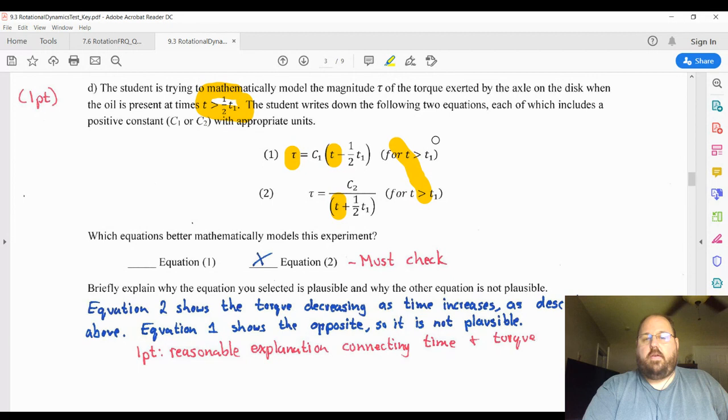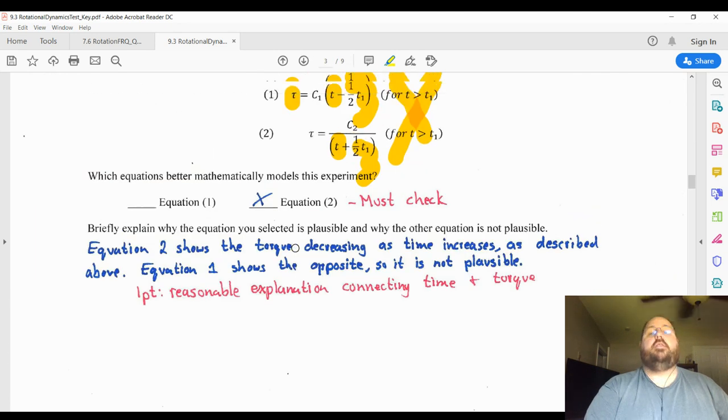Does any of this stuff over here matter? It's just there to cover everybody's bases to make sure that you're focusing on the time after you started dripping the oil instead of before we started dripping the oil. So don't let that confuse you. What's 1/2 T1? That's a number. So if you just want to replace that with a number like 3, okay, that's just a number. So really it's just about the variable t. How does the variable t affect the variable tau? That is the end of this question.